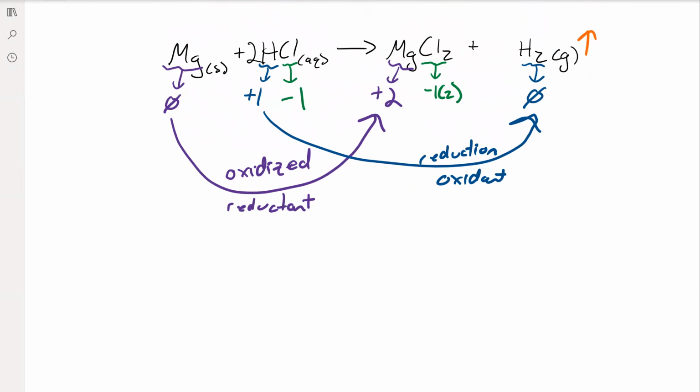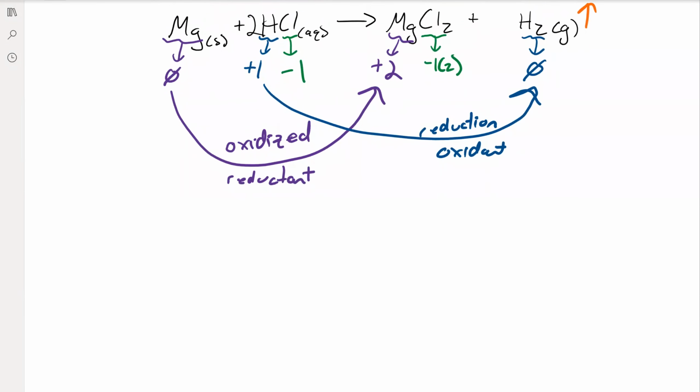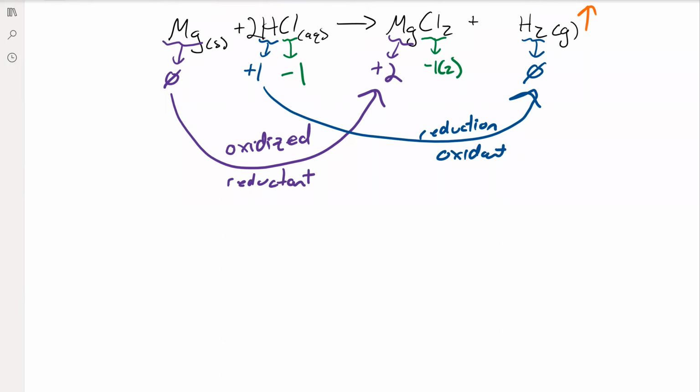What about the chloride? The chloride, you can see, is just a spectator ion. HCl, again, is a strong acid, so it fully dissociates into solution. So if you wanted to give the net ionic equation, it would just be magnesium plus 2 H+ goes to Mg2+ plus hydrogen gas.